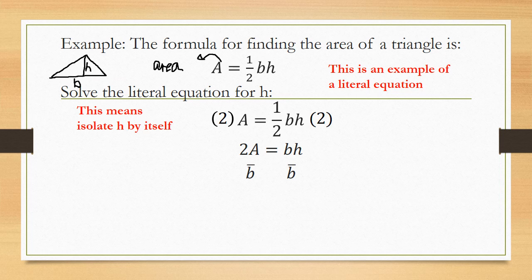This will help me isolate H by itself at one side, and on the other side I'm going to have 2A divided by B, and that's the end of it. I cannot simplify this anymore, so that's the end result. H equals 2A divided by B, and this is what we call H in terms of A and B.